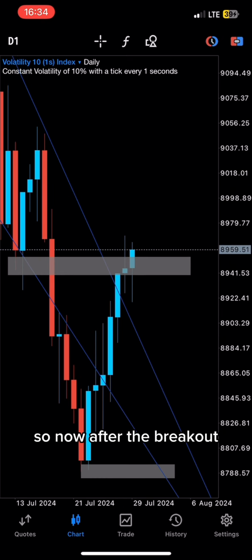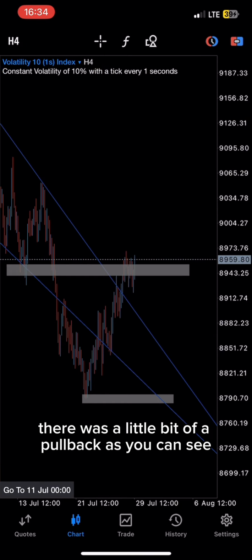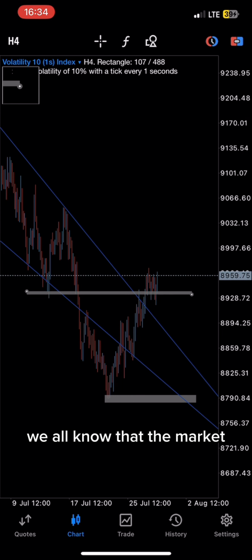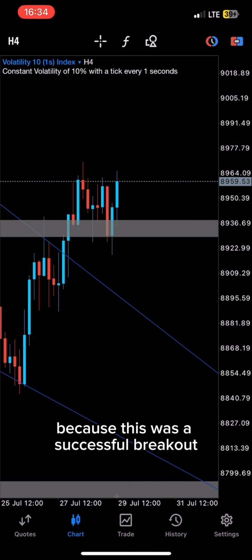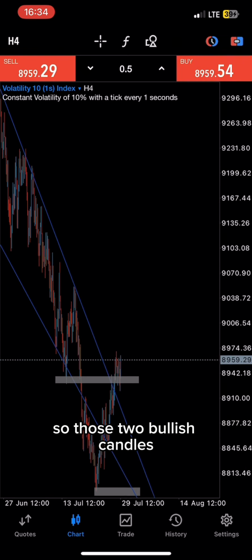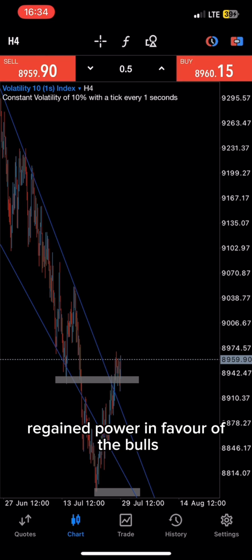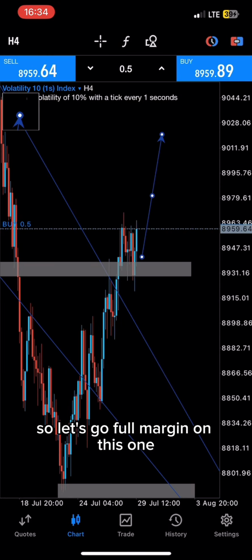Now, after the breakout, there was a little bit of a pullback, as you can see. And after the pullback, we all know that the market continues going in that direction because this was a successful breakout, as it is marked by those two bullish candles. Those two bullish candles signal that the market has regained power in favor of the bulls. So the market is going to buy. So let's go full margin on this one.